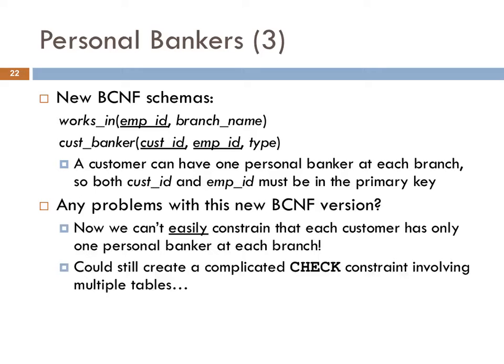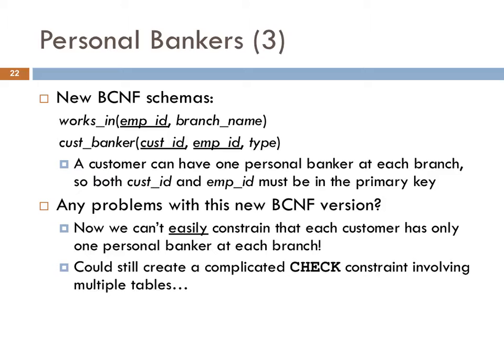I'll just show this to you because we're running out of time. We can't easily constrain that each customer has one personal banker at each branch. How would we impose that constraint anymore? We needed the branch name to be present so that we could enforce the constraint that the customer ID and branch name appear, each combination appearing once. We can't do that anymore. Right?